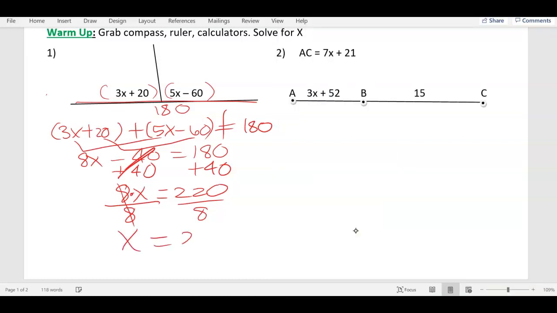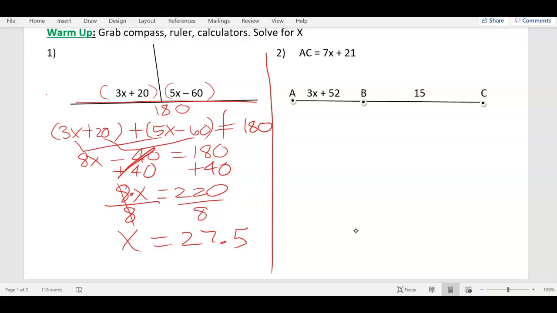27.5. Fraction's okay, but decimal for that one. Okay, everyone have number 1 down. Now, number 2, what if it's segments?